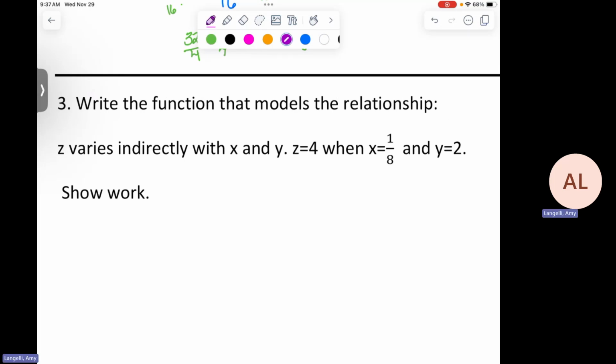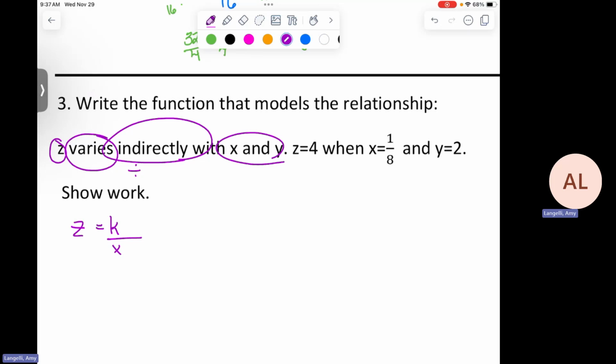Z varies. Okay, so what does Z mean? What does varies mean? What does indirectly mean? What do you guys think? That's also divided. And what am I going to divide by? X and Y, good. And then let's fill it in.